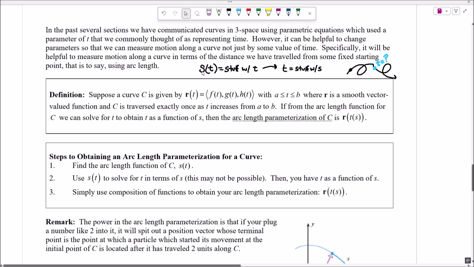And since s measures the length along the curve, I will have done exactly what I talked about up here in the picture. I will have said, based on a starting point, I can navigate to any other point by talking about how far along the curve I will traverse.